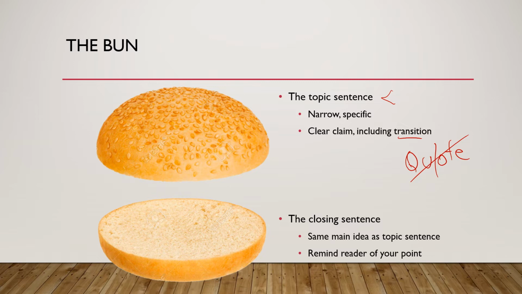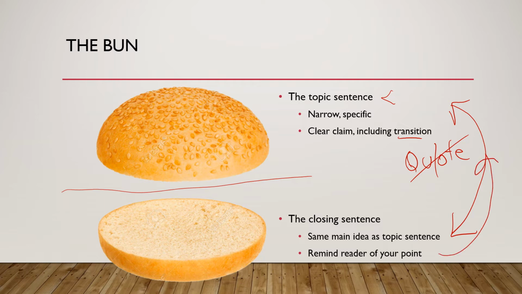The bottom bun, and if you think about it, a bun is one piece that has been split in two, and you want to make sure that your closing sentence is the same as your topic sentence in idea. If you read your last sentence and it does not say the same thing as your topic sentence, you've gotten off topic. You want to make sure that it reiterates what your point was to begin with. So you want to essentially repeat your main idea in different words.